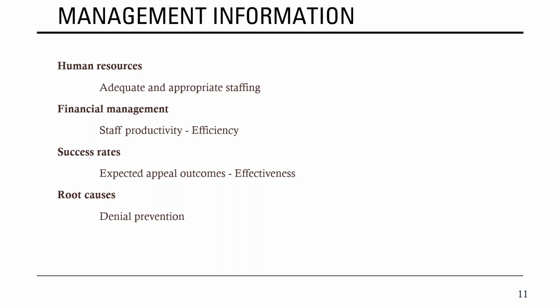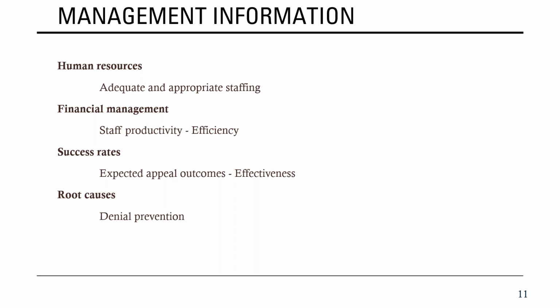I'm going to talk about a financial management dashboard, and that's going to address our staff productivity. Are we doing our appeals efficiently? Are we doing them in an efficient manner, so we're not spending additional resources, time, and money to get our appeal work completed and filed? Let's talk about success rates, and that is the effectiveness of the work that we're doing. Are we getting the appeal outcomes that we expect or that we desire? Those are our success rates. So we've got efficiency and effectiveness.